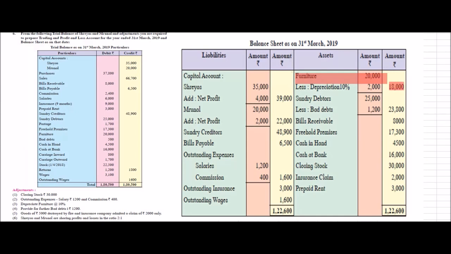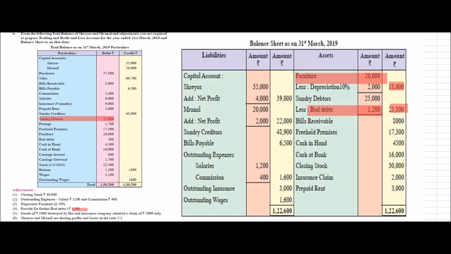Next, sundry debtors. The sundry debtors amount is 25,000, less bad debts. The bad debts amount is 1,200 rupees, which I have taken here. So 25,000 minus 1,200 becomes 23,800 rupees as sundry debtors.